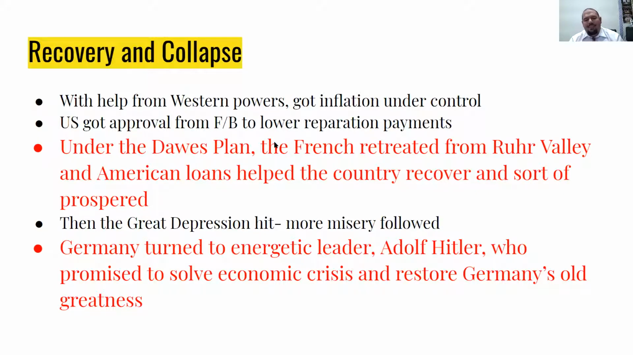And under the Dawes Plan, test question, the French would retreat from the Ruhr Valley, and American loans would help Germany recover and kind of prosper. So what would happen is we know that the Allies, once America got in the war, were helping out the French and the British immensely, right?